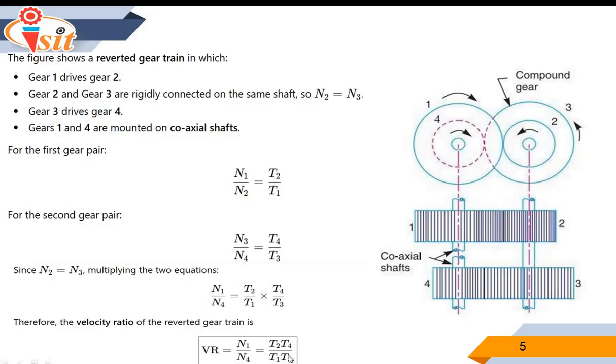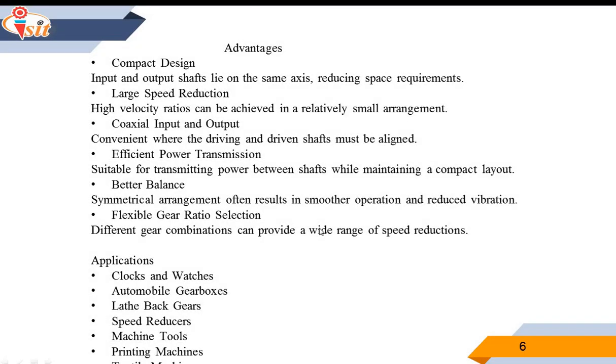So the velocity ratio, that is speed of driver gear divided by speed of driven gear, is equal to the product of number of teeth on driven gear, so T2 and T4 are the driven gears, divided by the product of number of teeth on driver gear, that is the product of T1 and T3. So this is the velocity ratio for the reverted gear train.